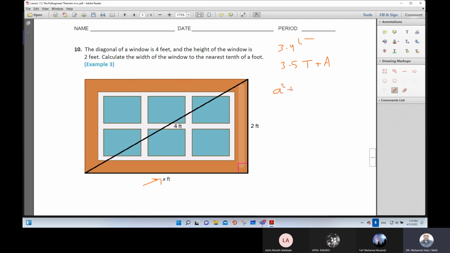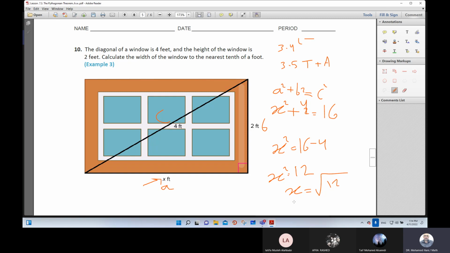Start from the rule A squared plus B squared equals C squared. Here A, and here B, and here C. So A squared means X squared. B squared means 2 squared, which means 4. And C squared equals 4 squared equals 16. So X squared equals, take 4 to the next side and switch the sign, will be negative 4. So X squared equals 16 minus 4 will be 12. So X equals the square root of 12.